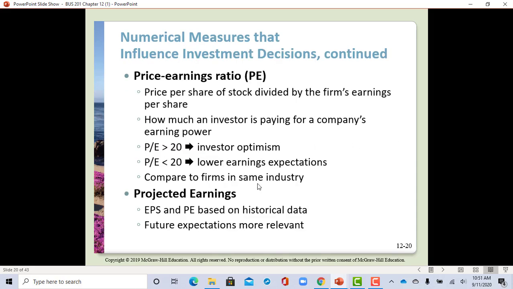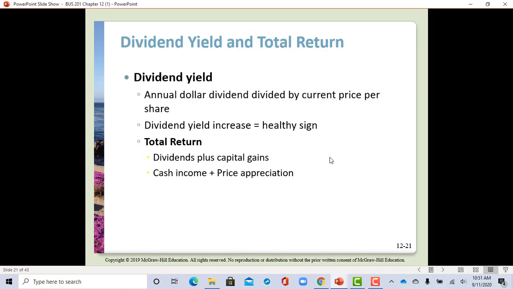So price earnings ratio, if the price earnings ratio is more than 20, that's a good sign as well. Projected earnings is a good sign if the projected earnings are projected to increase. Dividend yield. If there's a dividend yield increase, that's also a healthy sign.